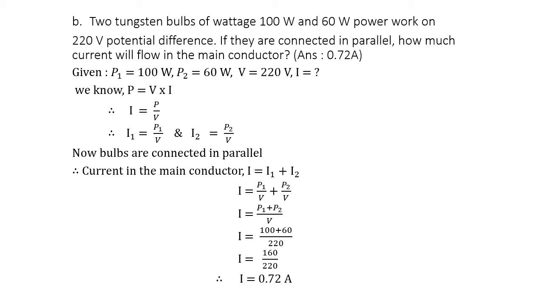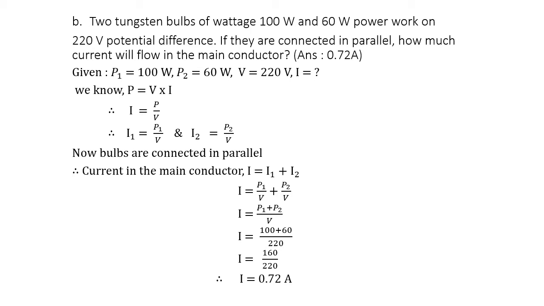Why? Because as you know, when they are connected in parallel, the potential difference is always the same across both the terminals. If it is a series connection, then the potential difference will be different and the current will be the same. But now it is parallel. They are connected in parallel. Therefore, the potential difference is the same. Therefore, I have not mentioned V1, V2. It is mentioned V only. But the current flowing through both bulbs is different. Therefore, I1 and I2. Again, their powers are different, P1 and P2.